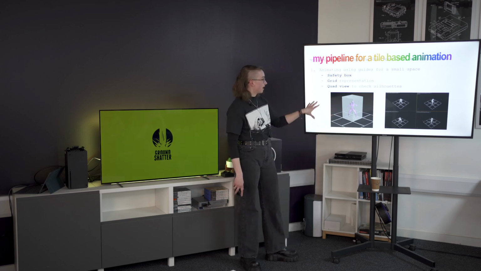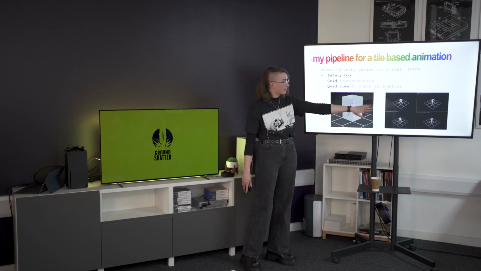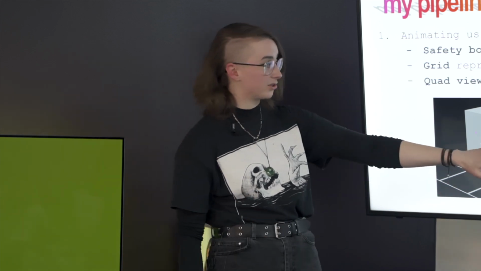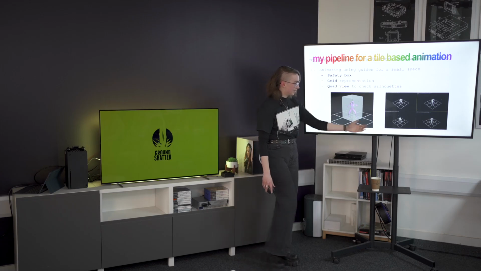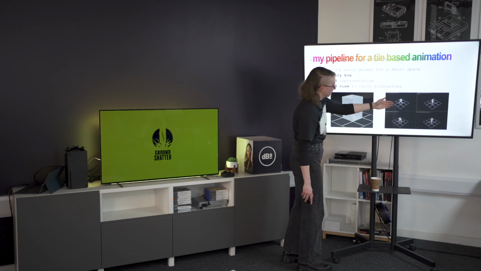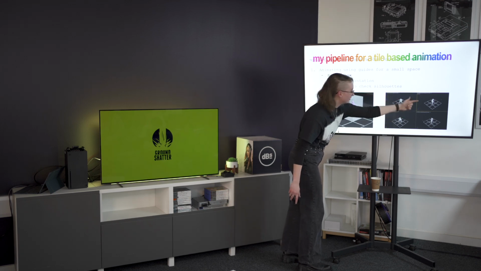I also animate using a quad view to check my silhouettes. I would have my normal screen for animation and this on my other screen. That is where I showed you my previous animations, but you can see he's just standing there in all of the angles.